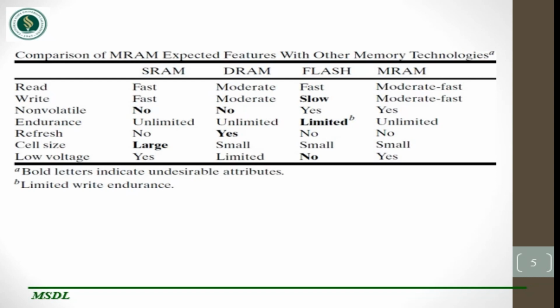Here is a comparison table of the features of MRAM with the features of other memory technologies. The other memory technologies here include SRAM, DRAM, and flash. The features compared here are the speeds of read and write, whether the memory is volatile or not, the endurance limit of all the memories, whether the memory requires refresh cycles or not, the cell size of the memories, and whether the memory works well in low voltage.